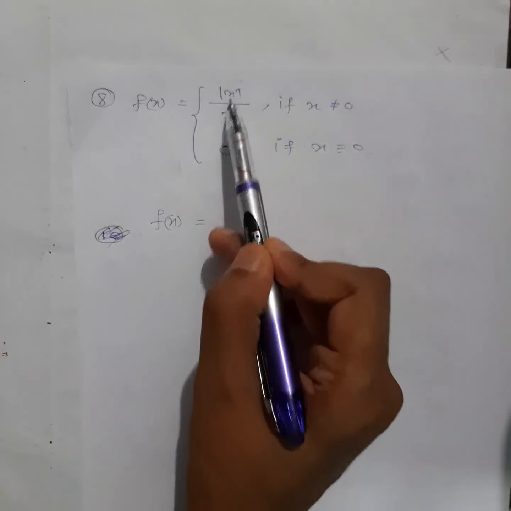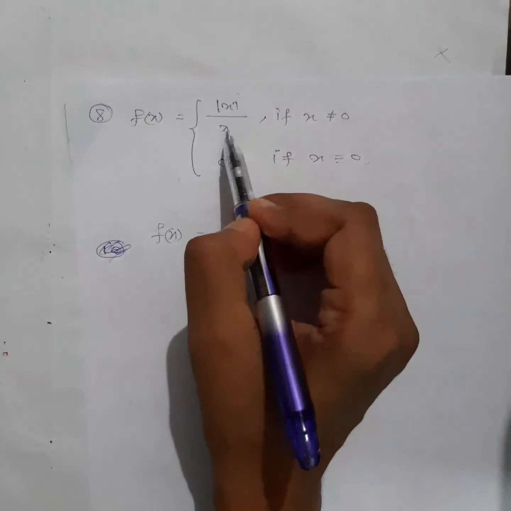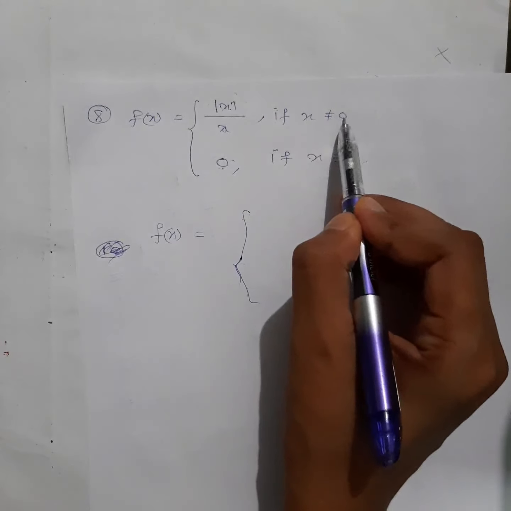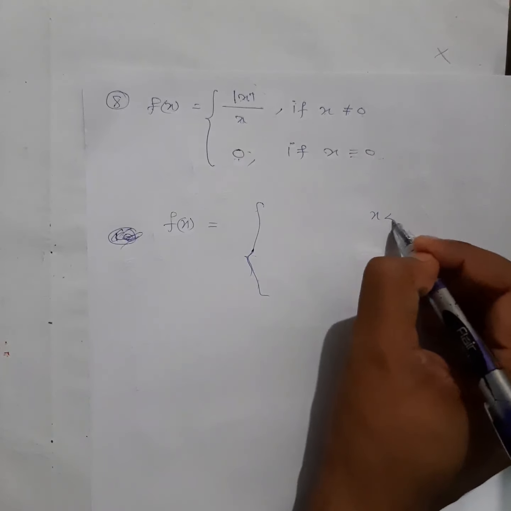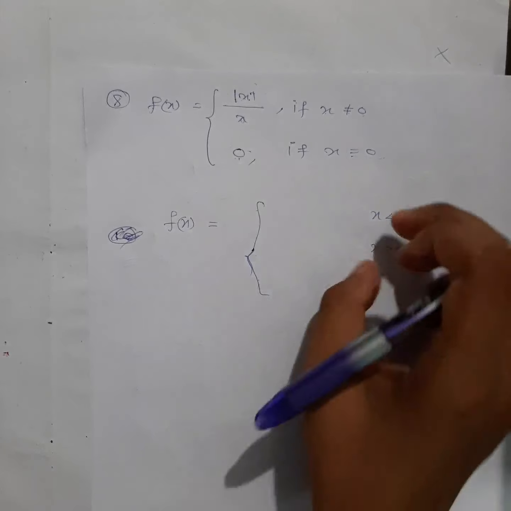Means those values you have to put here only. Okay, not here. That's what the meaning is. Now let's redefine for this one. So x not equal to 0 means what? x less than 0, or x greater than 0. So I will separate this one.